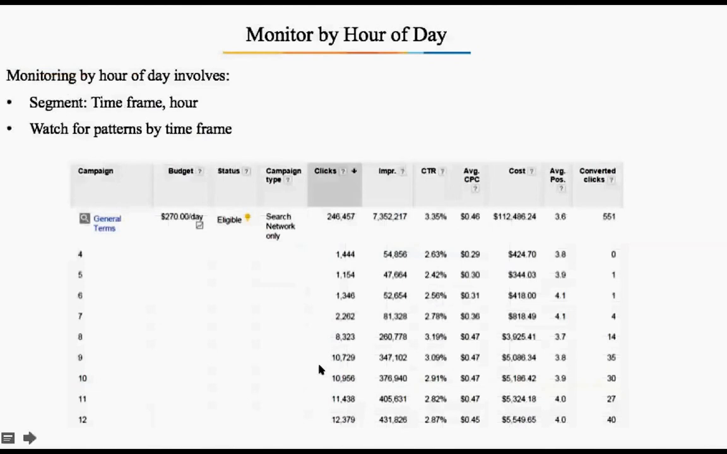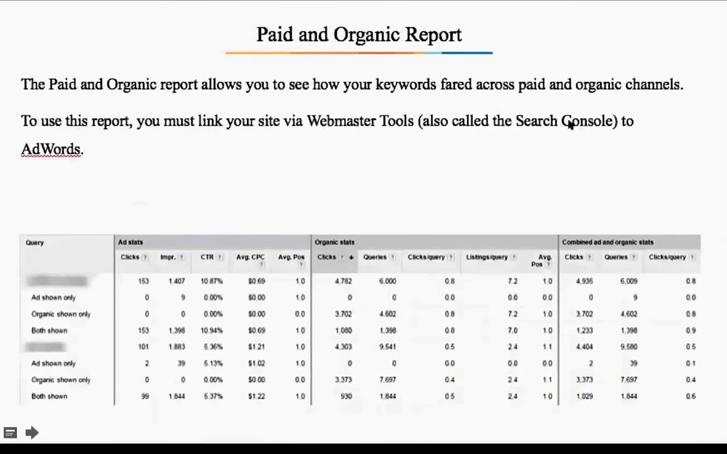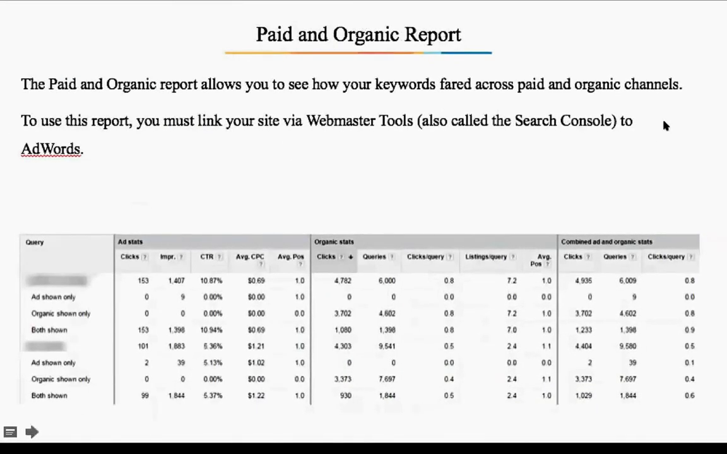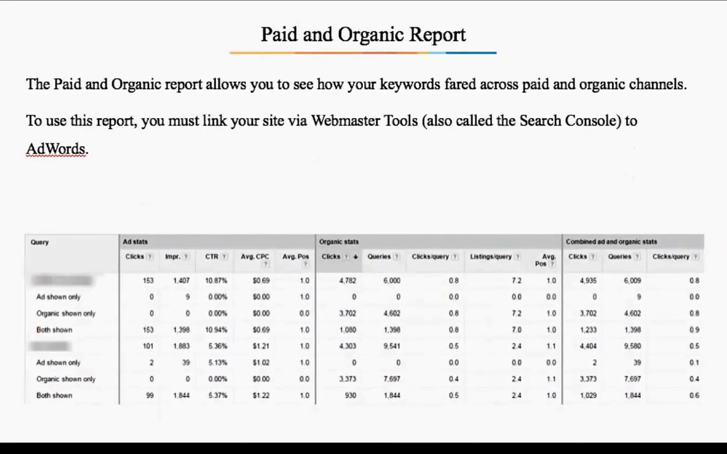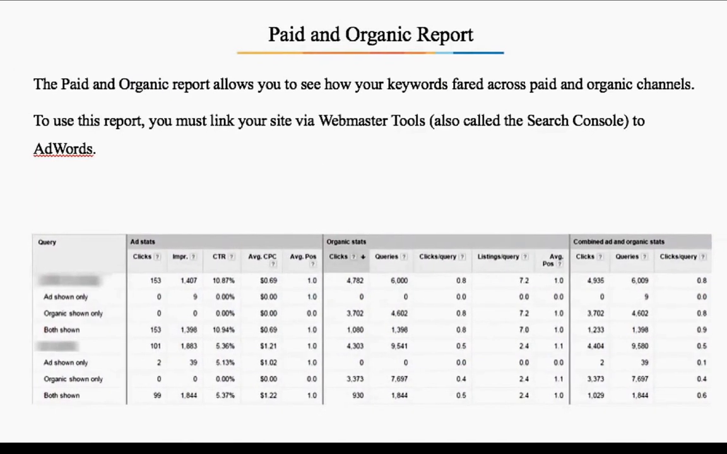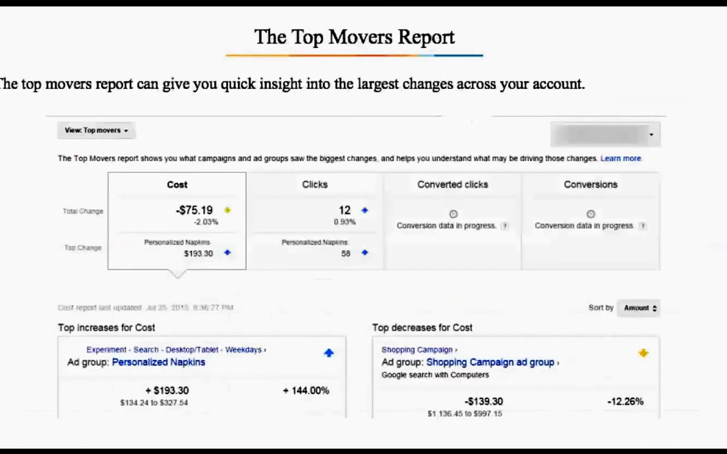All right, so we monitor by hour of the day, and the paid and organic report was another one in the dimensions. We get to know which keywords fared well across both the paid and the organic. Now this is from the search, so that's why I'm not talking more about it. To use this report, you have to link your website, guys, with another Google product called Google Webmaster. All right, it's also called Search Console.